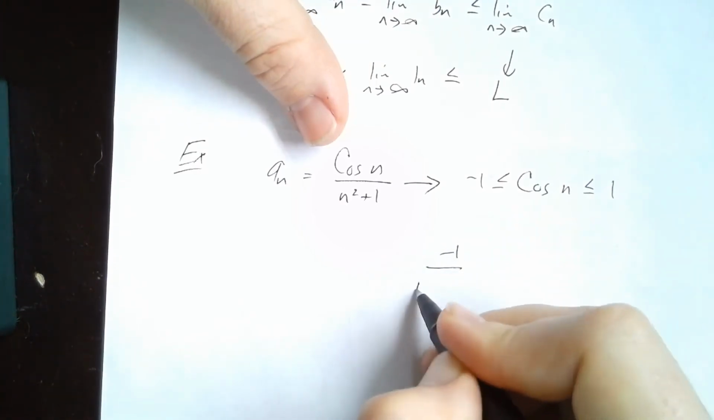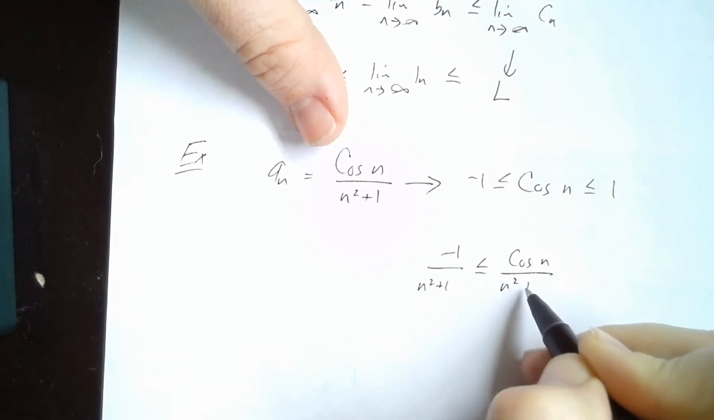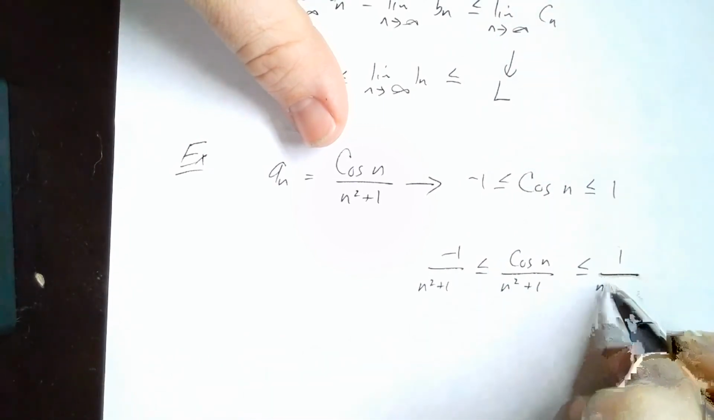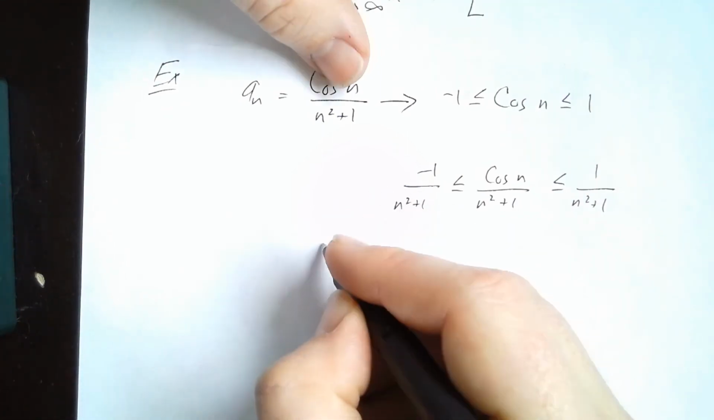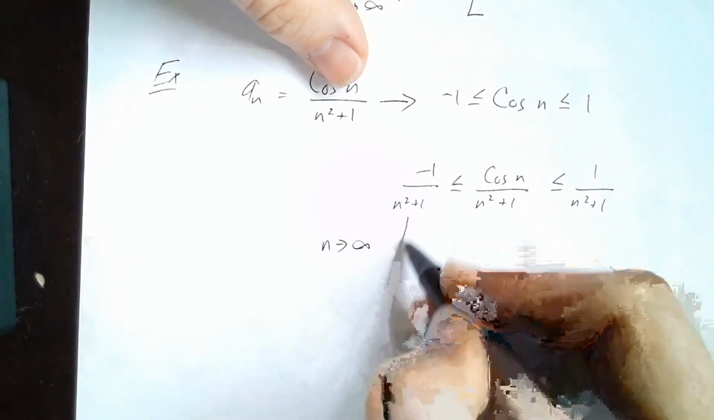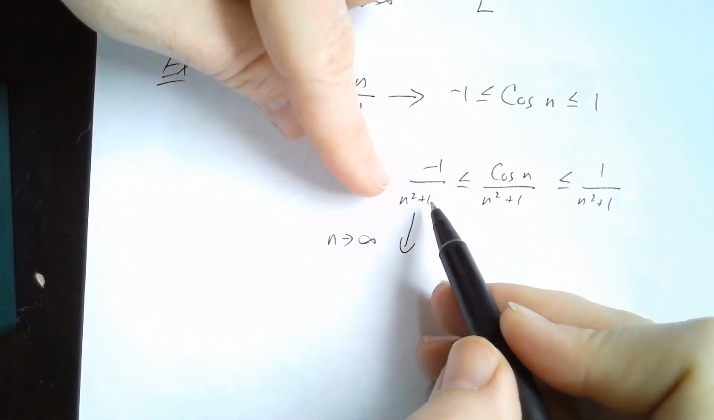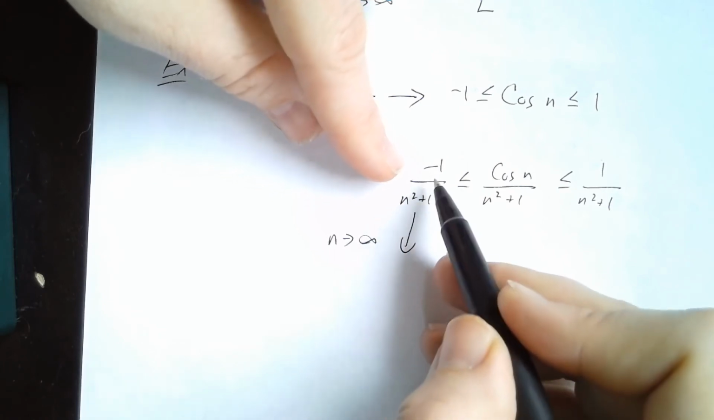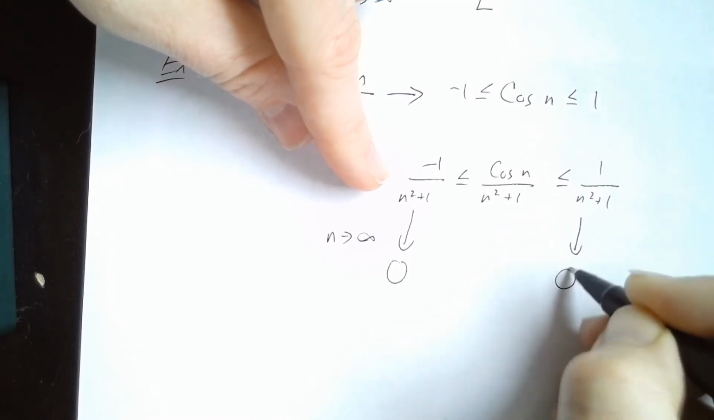The next detail is that I can take this inequality and divide every single one of these pieces by n squared plus 1. Hence, I now have a pattern of this is less than this is less than this. If I were to take the limit of all three of these pieces as n goes to infinity, this piece here, the bottom is infinity, so -1 over infinity would just go to 0. The same argument can be said for this one. Wouldn't that just go to 0?